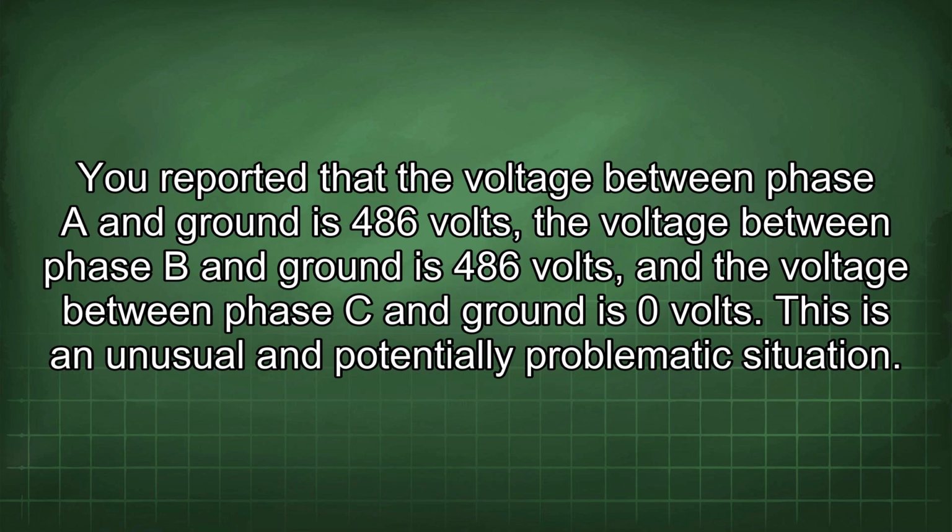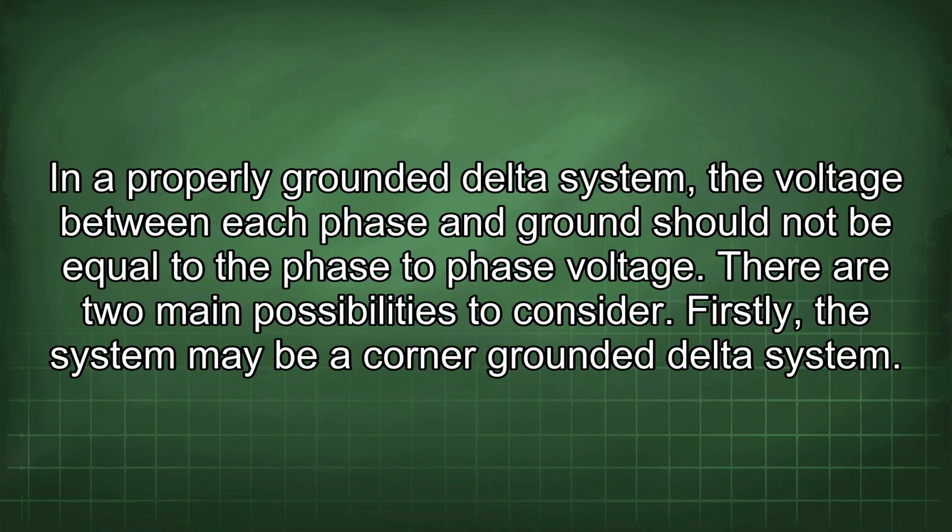You reported that the voltage between phase A and ground is 486 volts, the voltage between phase B and ground is 486 volts, and the voltage between phase C and ground is 0 volts. This is an unusual and potentially problematic situation. In a properly grounded delta system, the voltage between each phase and ground should not be equal to the phase-to-phase voltage. There are two main possibilities to consider.